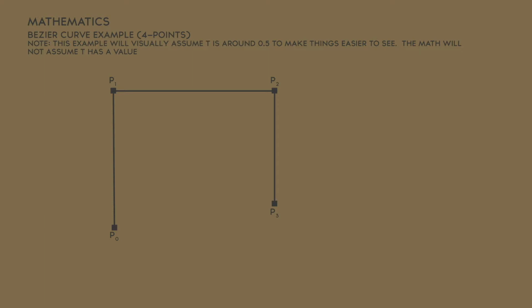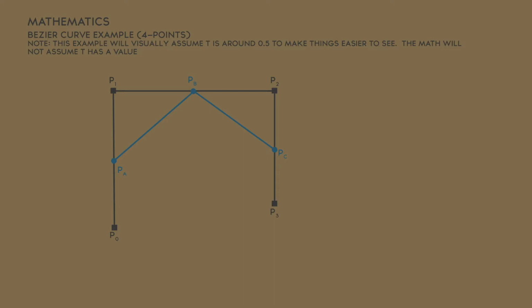We essentially need to do the exact same thing we did with only 2 points, except we need to do it on all 4 points. So we need to do LERP between P0 and P1, which will result in PA. We need to do a LERP on P1 and P2, which will result in a point PB. And we need to do a LERP between P2 and P3, which will result in a point PC.